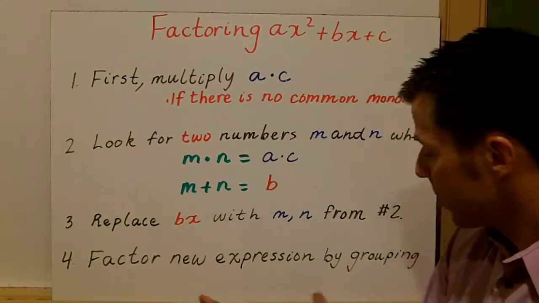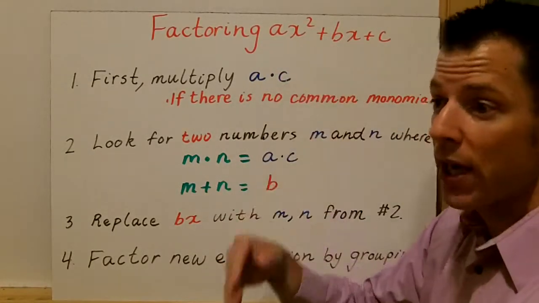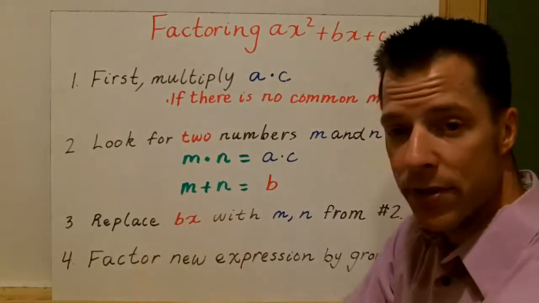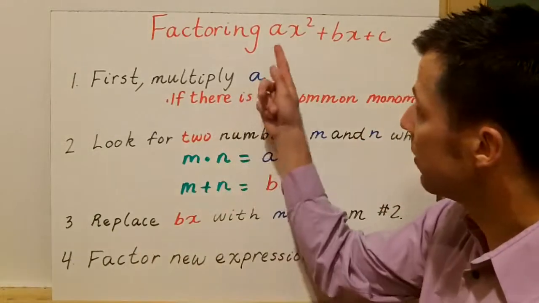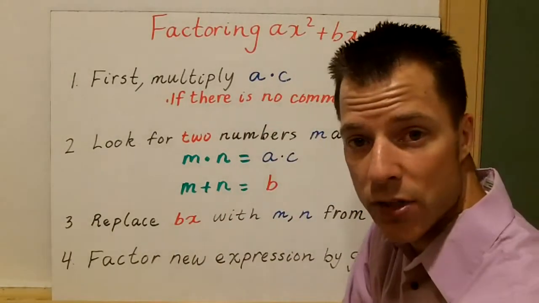Okay, so this last step is a little more tricky. We're going to factor by grouping. So to factor this expression, we have to use another method called grouping. So these are the 4 steps that we're going to use to help us factor ax squared plus bx plus c, and again, when that a value is greater than 1.